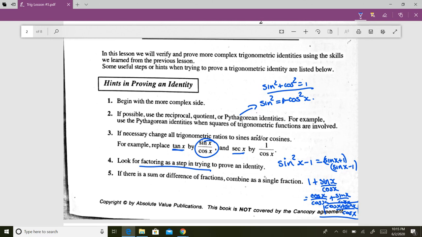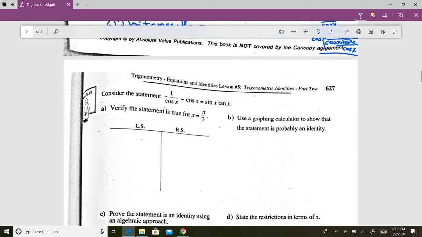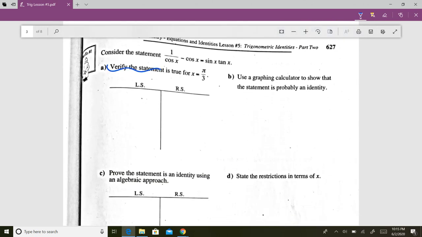And the other one that they don't write, but you need to remember, is you don't cross the equal sign. All right? You cannot cross the equal sign. So, best way to do this is to practice. So we're not going to do any verifying. We're not going to use a graphing calculator. We're going to prove it.